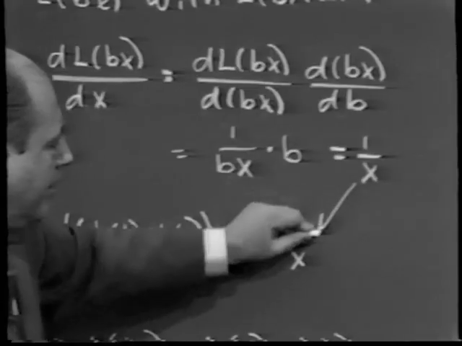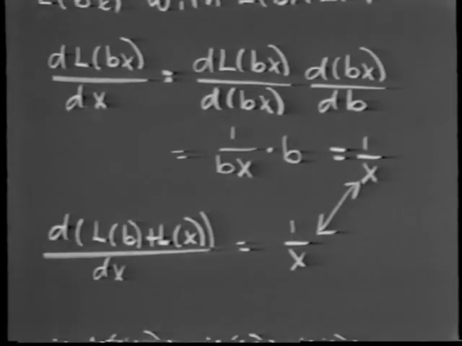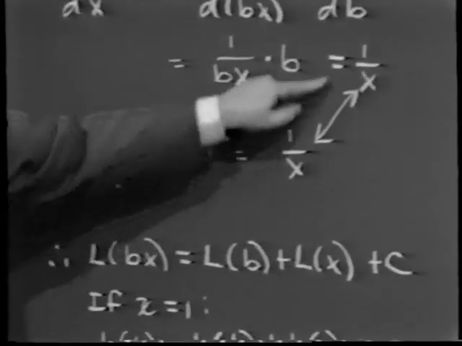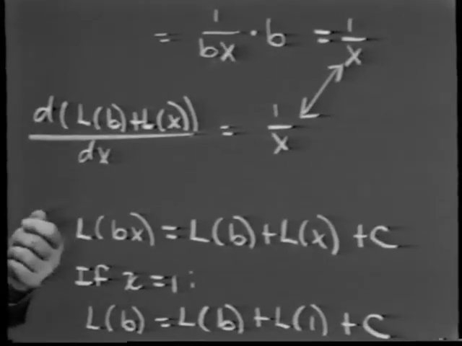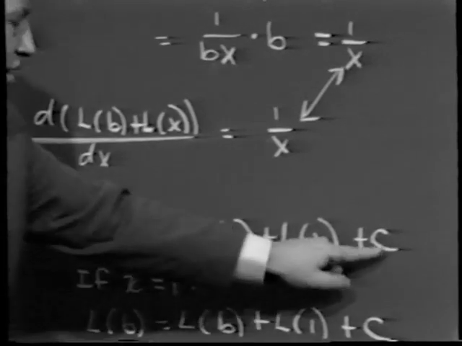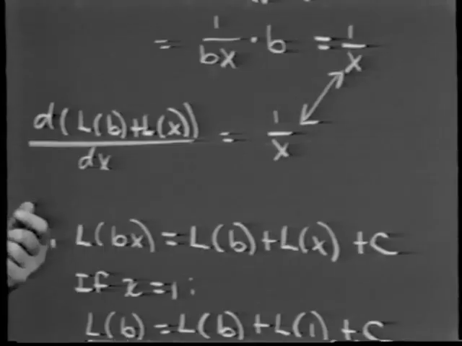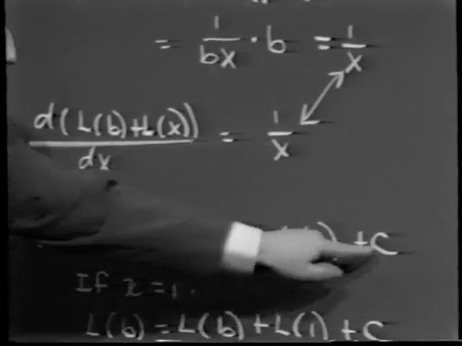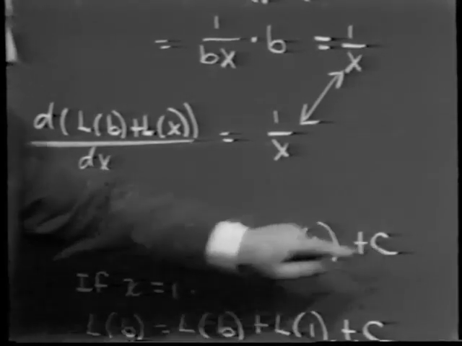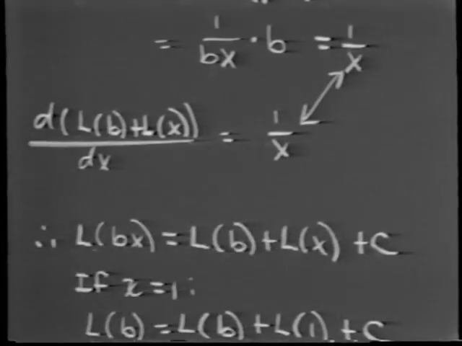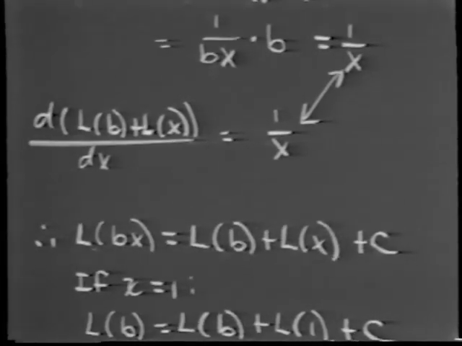And now you see, comparing these two results, we see that L of bx and L of b plus L of x have the same derivative, hence they differ by a constant which I'll call c. In other words, notice that capital L is what I call almost logarithmic. If it weren't for this constant c in here, it would be a logarithmic function. Well, at any rate, what do we have?